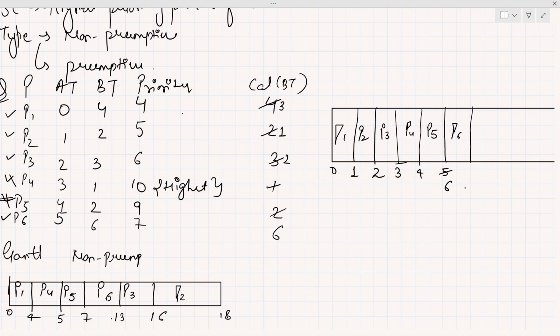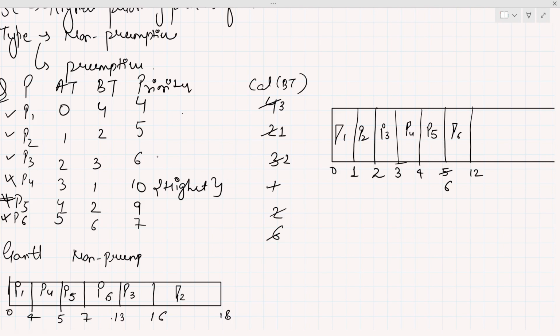The completion time of P6 will become 12, because the burst time is 6. So adding 6, it becomes 12. P6 is also completed. The processes left are P1, P2 and P3. So the one with the highest priority will get the CPU.